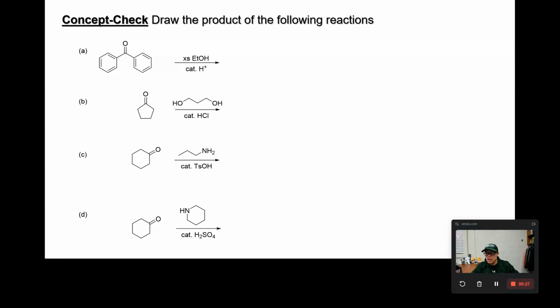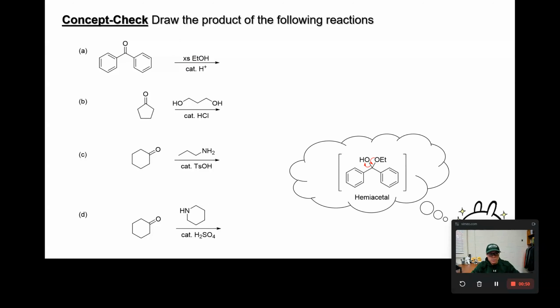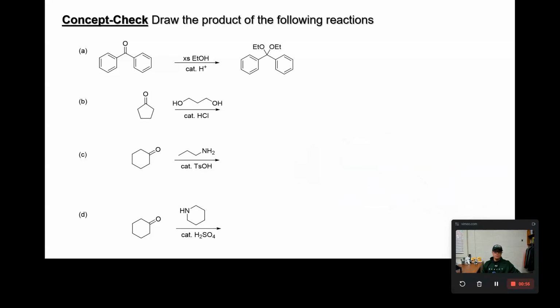For example, take a look. We have benzophenone reacting with excess, so probably solvent, ethanol, and a small amount of acid. This is acetal formation. It depends on how often you draw the mechanism of acetal formation, but if you draw it often enough, you know that two molecules of ethanol will attack. The first molecule gets you to a hemiacetal, then water comes off, and another molecule will attack to get to the acetal, and that's the product. You don't have to draw a mechanism right here because the question doesn't ask for it, but you should be able to visualize the mechanism, and that depends on how much you practice. The basic is the mechanism here.